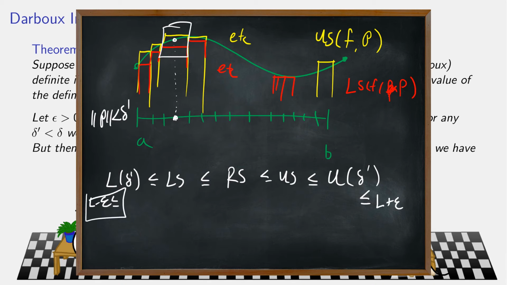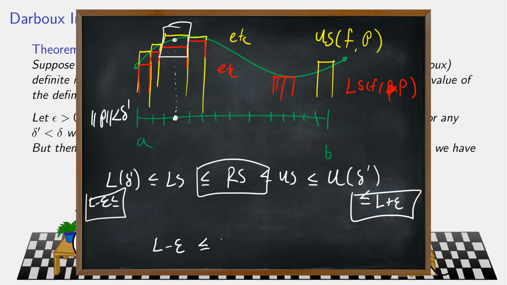So if I just extract a few links out of this chain, what do we get? L minus epsilon is less than or equal to the Riemann sum for any choice of sampling points and any partition whose norm is less than delta prime. And that's how we're going to finish this proof off.